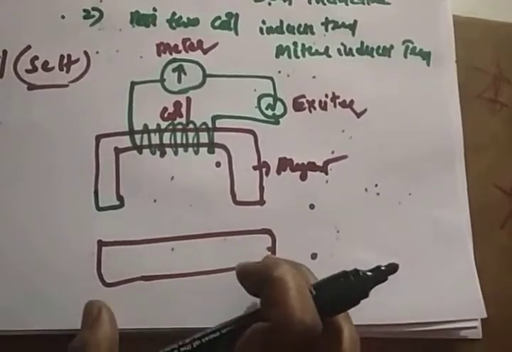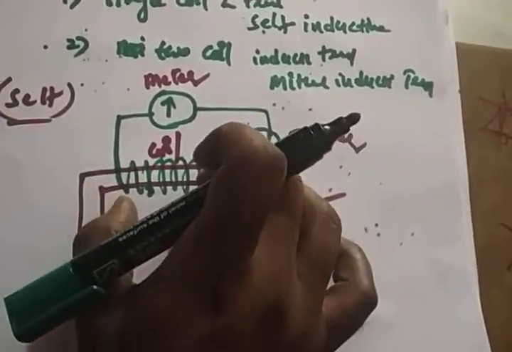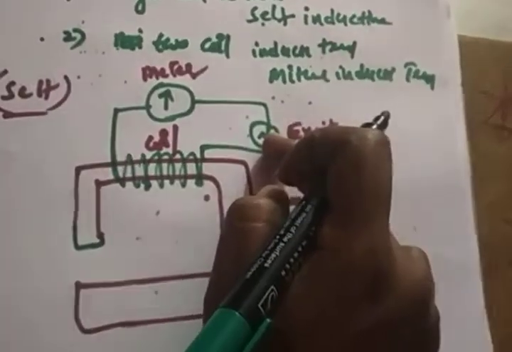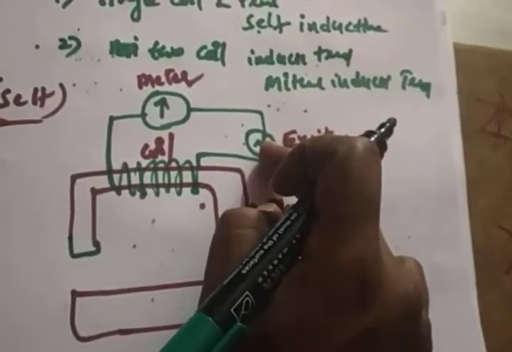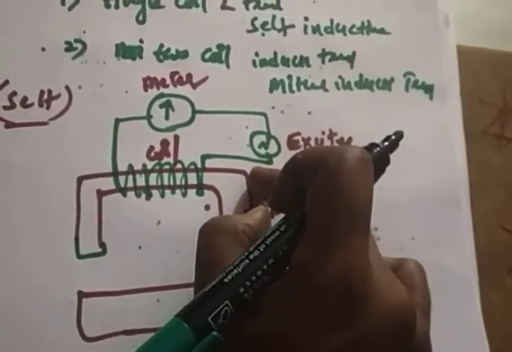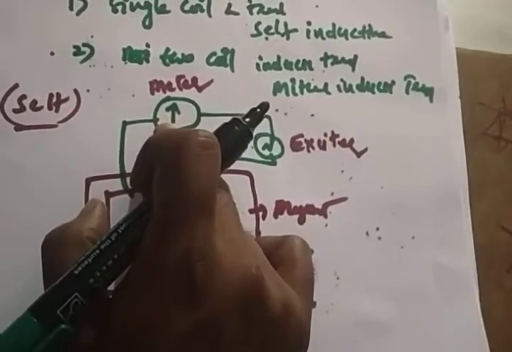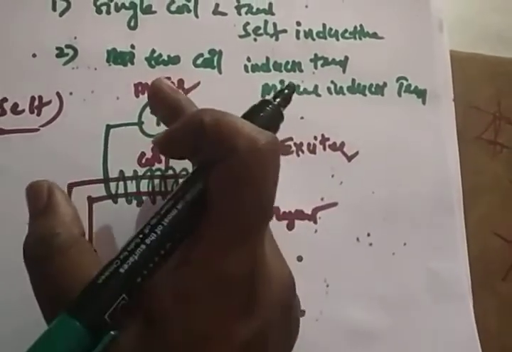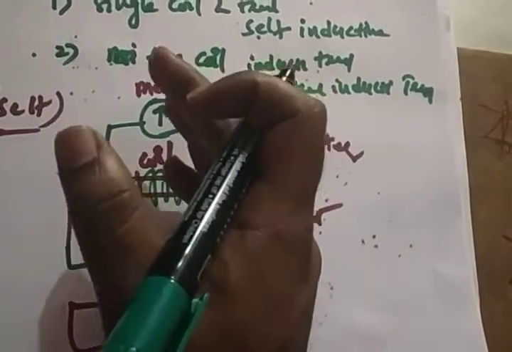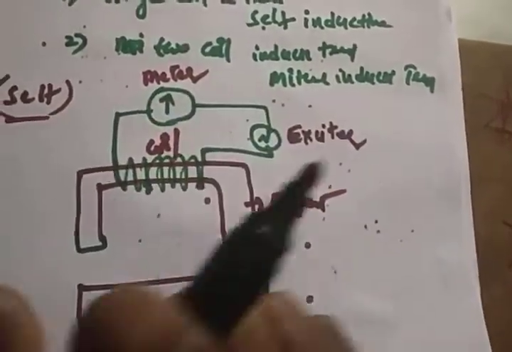This is another magnet which looks like an armature. One magnet, one coil is connected here. The coil is excited by the AC supply, not a DC supply. And this is a meter. The meter will specify the voltage or current corresponding to that inductance.